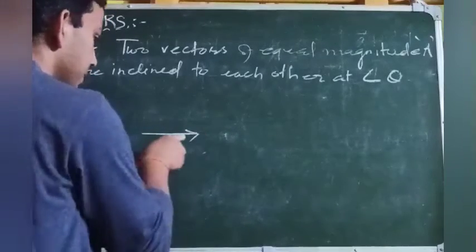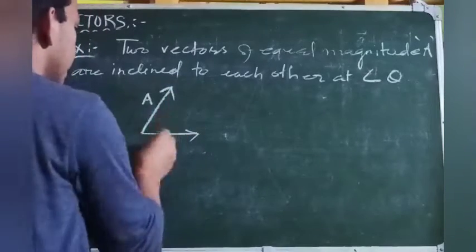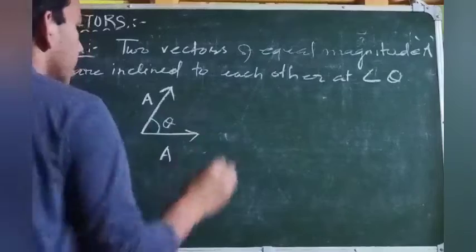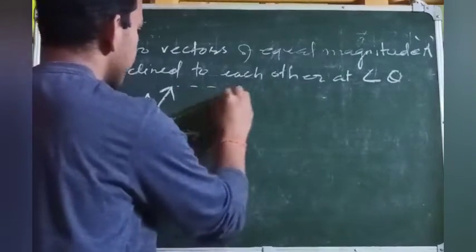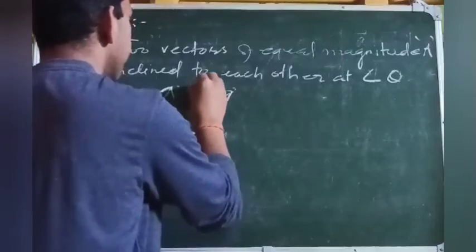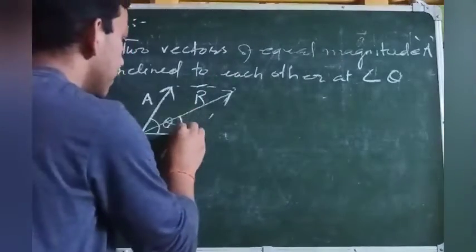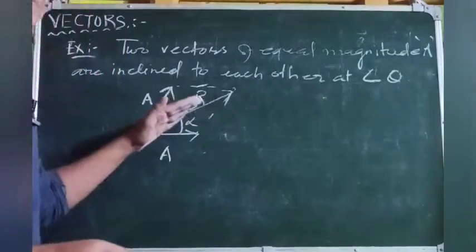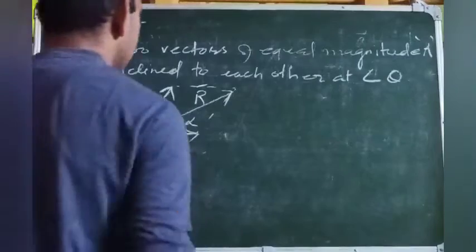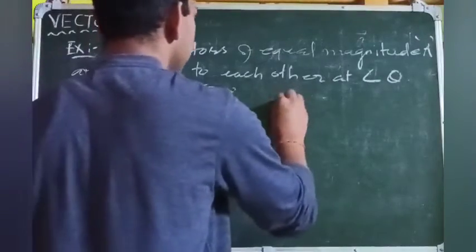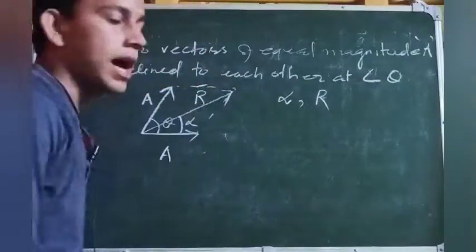The magnitude of this vector is A, the magnitude of this vector is also A, and this is theta. Now we are required to find the resultant vector, the magnitude of the resultant vector, along with the angle alpha made by the resultant vector with this vector. So we are required to find alpha and the magnitude of the resultant vector R.